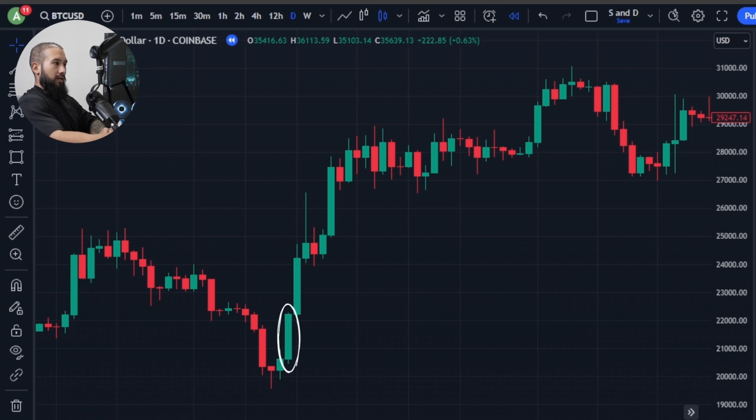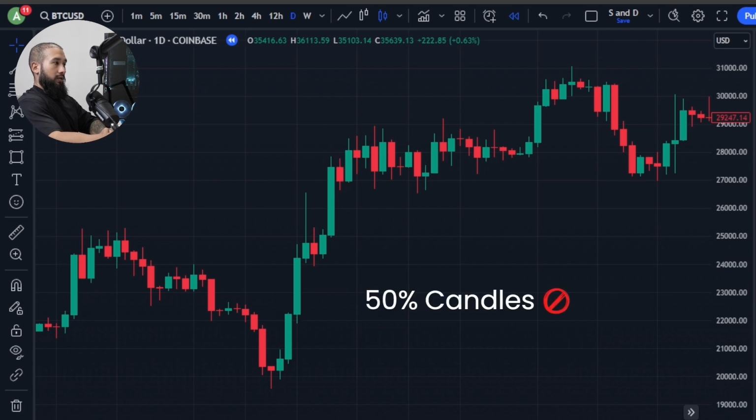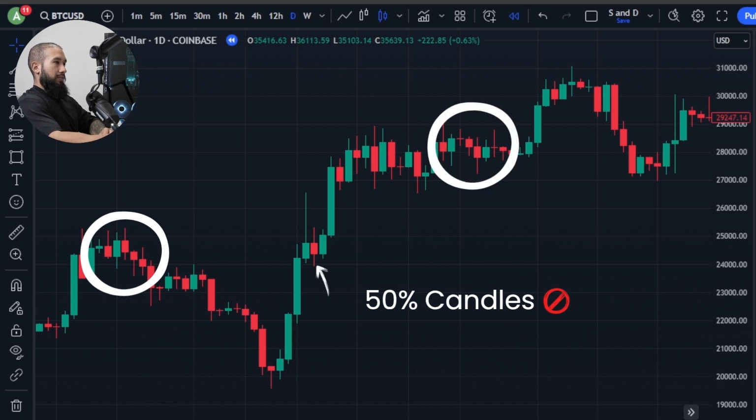Or even this candle, its body's about 80% of the candle, and then the remaining 20% are the wicks on both ends. Or this candle, or this candle. These are all examples of very dominant candles. This is what we want for imbalance candles. What we don't want are 50% candlesticks. Like any of these candles, like this candle, like all of these candles. That's absolutely what we do not want for our imbalance candlestick.